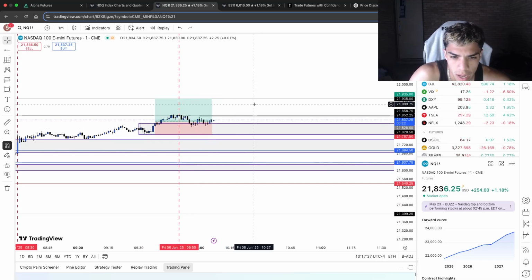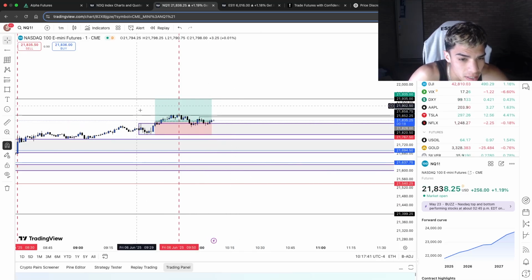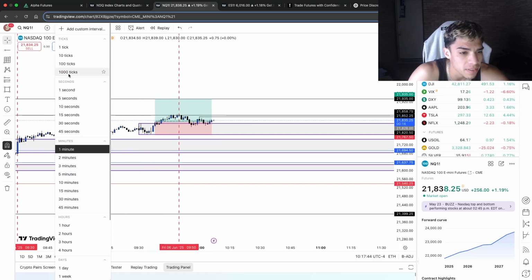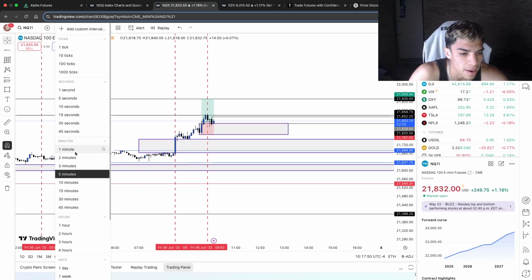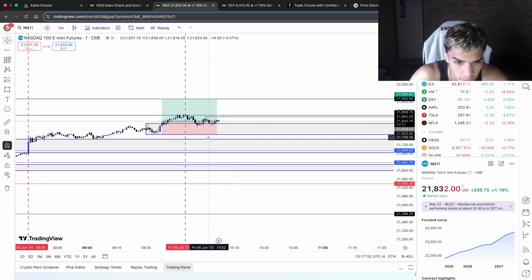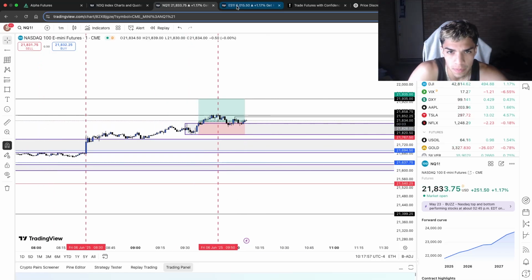So I think this is the trade we're gonna take. It did break structure here. I didn't even see that, because it hadn't even touched yet, but it did touch here actually. I might take this trade, guys. Yeah, I think I am. Let me see what this is doing.